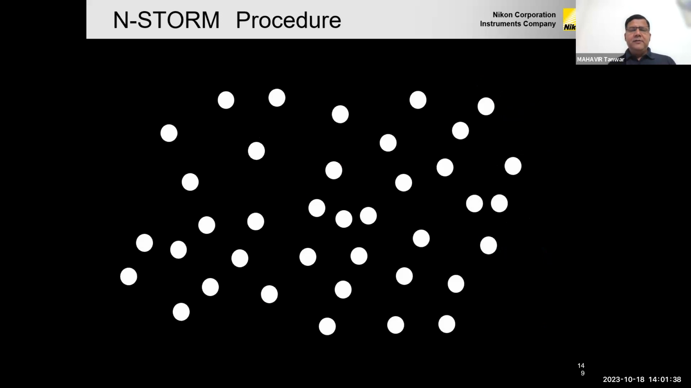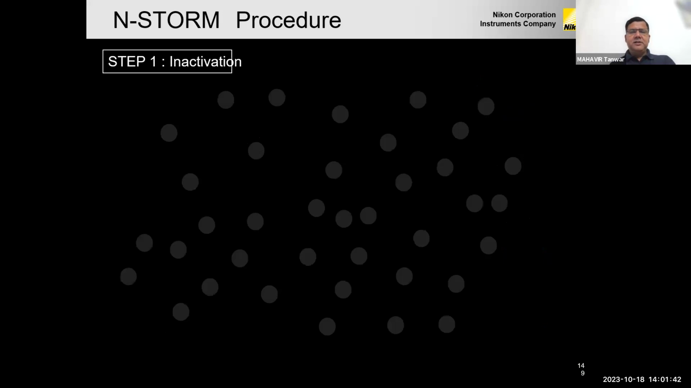So let's say, for an example, this is my sample. Inactivate everything, dark state.